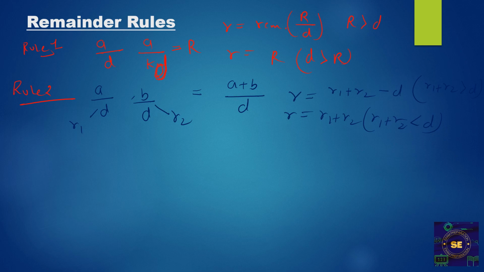When two different numbers a and b divided by the same divisor leave remainders r1 and r2, then their summation will give the remainder r1 plus r2 minus d, only when the condition is satisfied that r1 plus r2 is greater than d. So this was rule number 2.